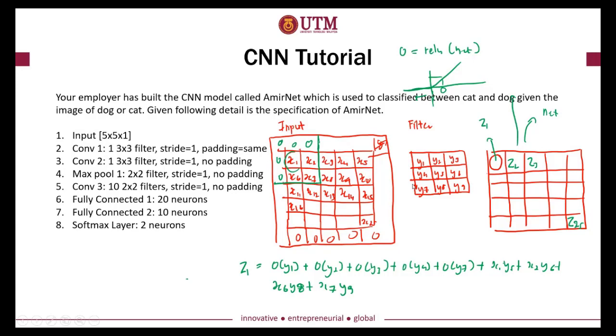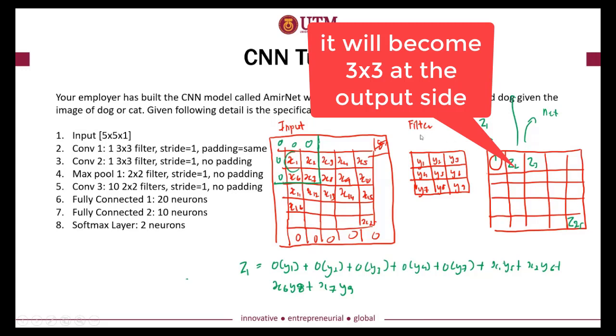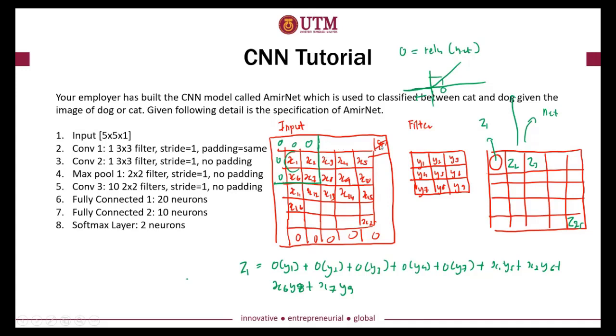Okay, but let's say the second layer, we assume there's no padding. So if the second layer does not have any padding, then you don't need to enlarge the size of the input like this. You just execute normally. It means that if you have 5 times 5, you execute with 3 times 3, then it will become 3 times 3 at the output side, because you don't involve any padding. Now the output will shrink from 5 times 5 to 3 times 3 if there's no padding involved in the second layer. Okay, in this case it's the second layer. That is the difference.